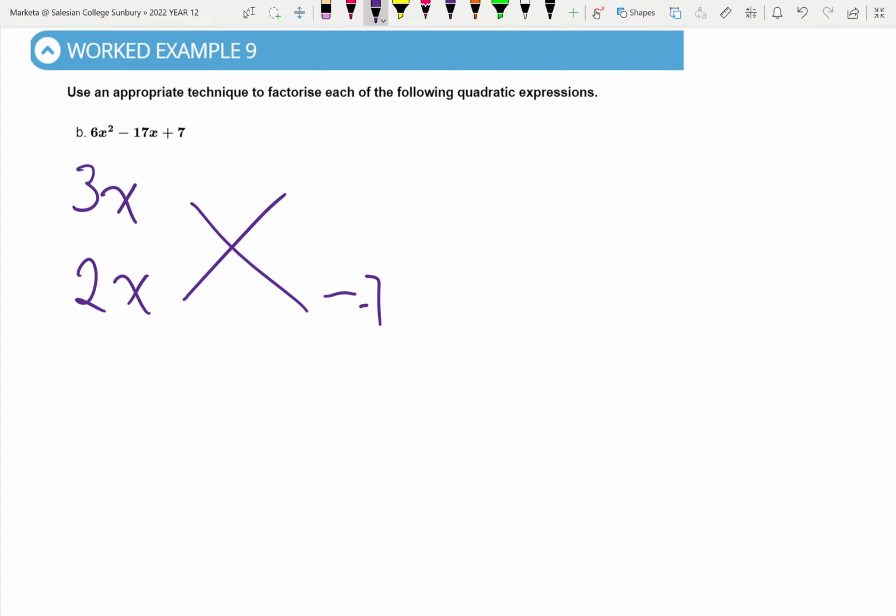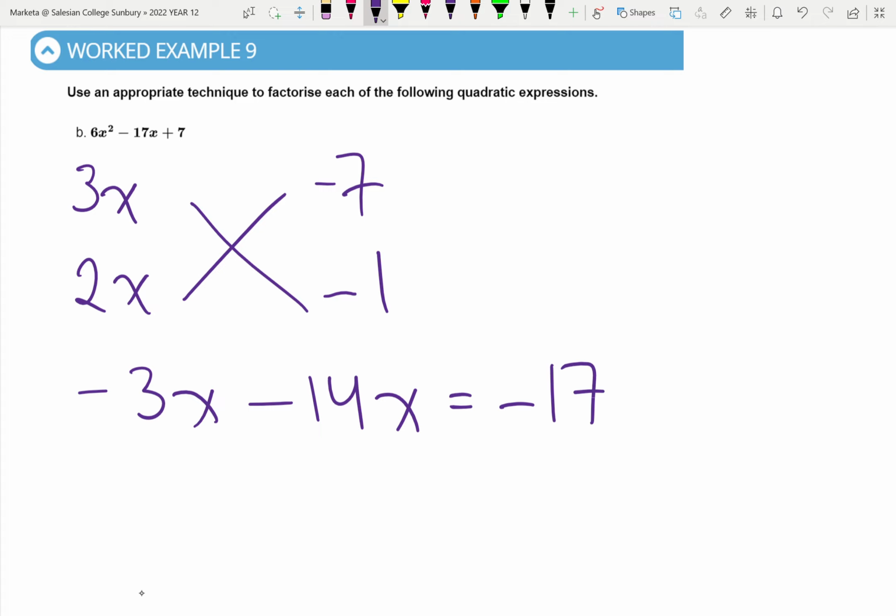So negative 7 times negative 1 will give us positive 7. And then 3x times negative 7, well, that's going to be negative 21. 2x times negative 1, that's negative 2x. So that's not going to work. But if I swap them over, I reckon this one will work. So we get 3x times negative 1 is negative 3x. And 2x times negative 7 is negative 14x. And that does give us negative 17x.